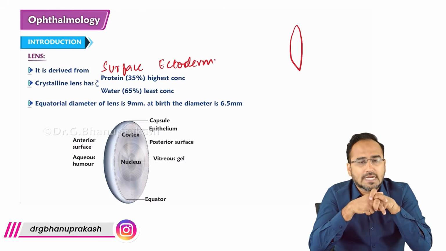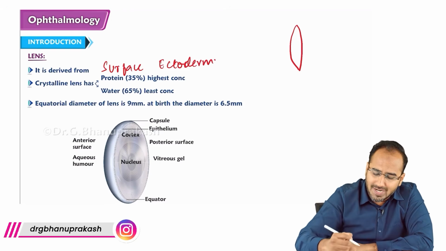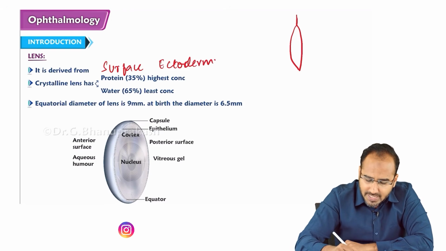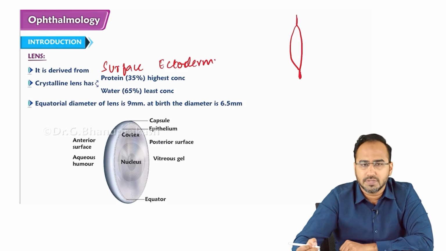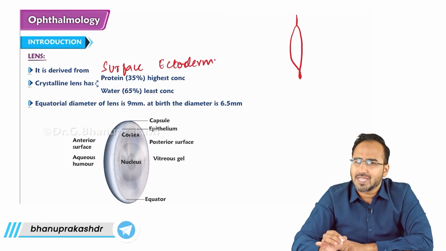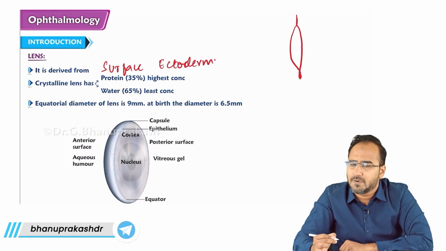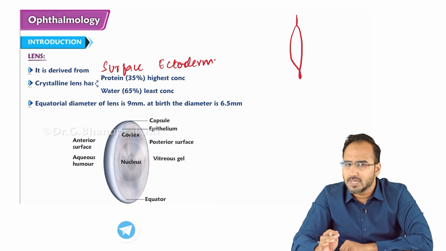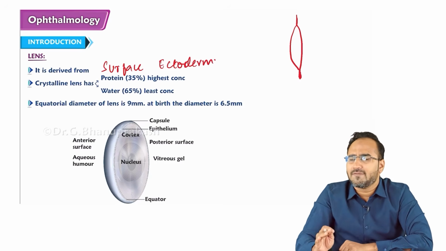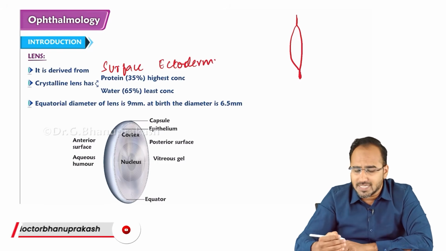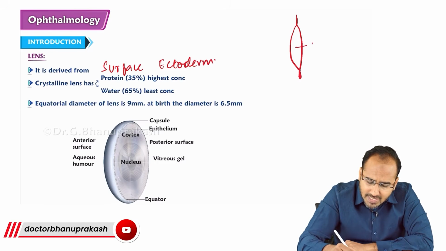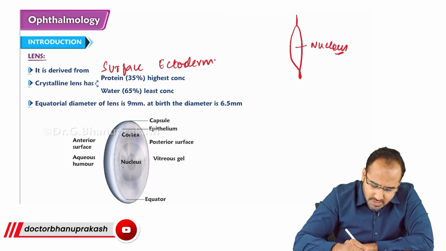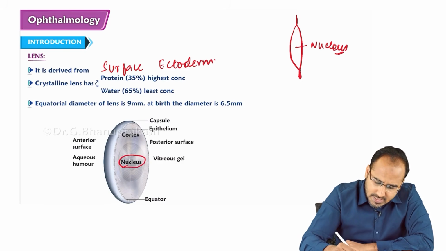Now guys, this lens is held in position by structures called ciliary zonules. Now when we are looking at the anatomy of the lens, I told you the lens is made up of crystalline proteins. As we are growing, the lens is also growing. Lens grows throughout the lifetime. But which is the oldest component of the lens? The oldest component of the lens is the nucleus. Right? This is the cortex of the lens and this is the nucleus of the lens.